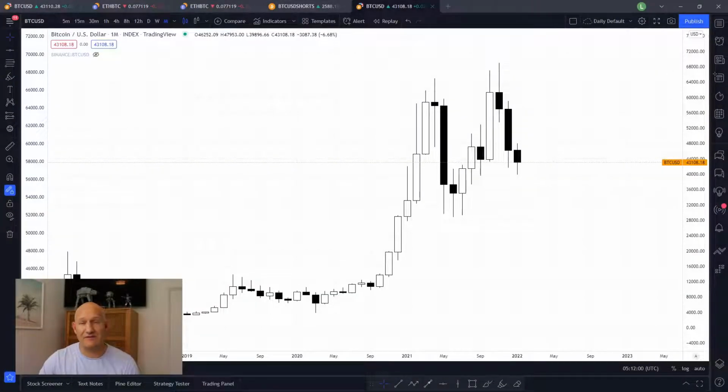Let's jump into some charts. So our first step in our framework is to look at our environment. Now, where I'm going to start is with the monthly chart, and we're going to have a look at the trend. So the trend on the monthly chart's actually quite clear.